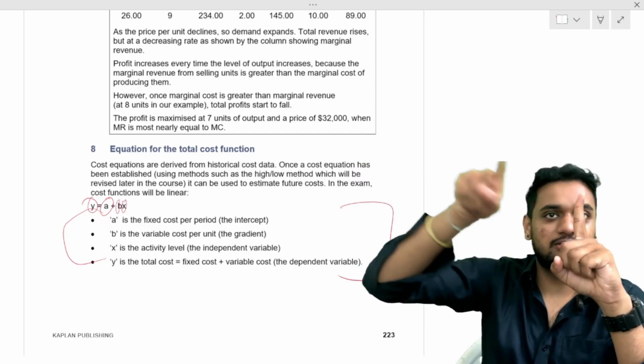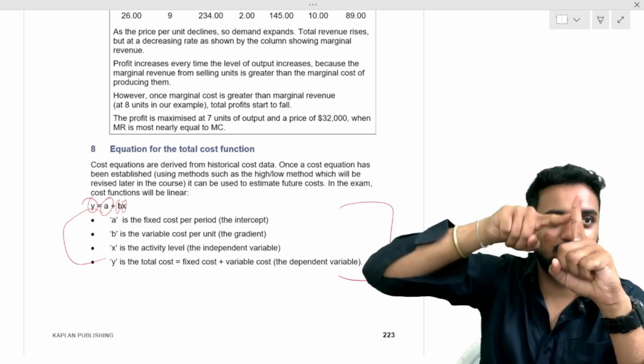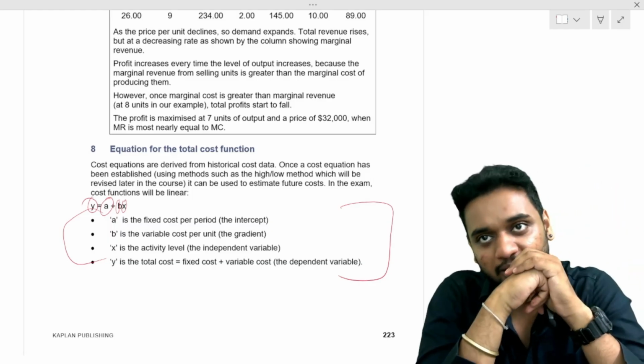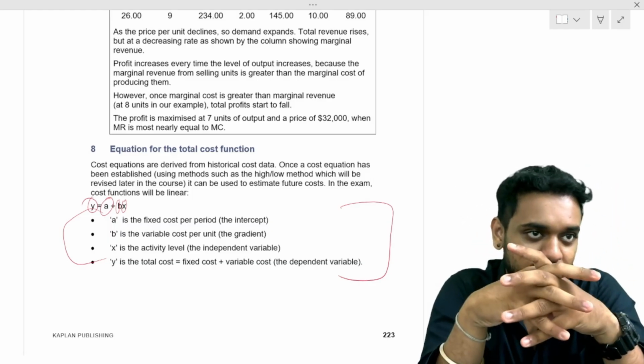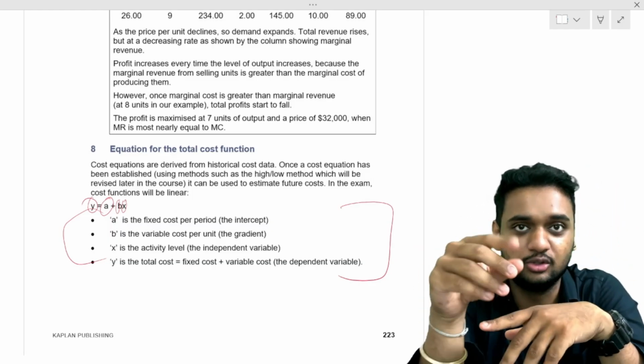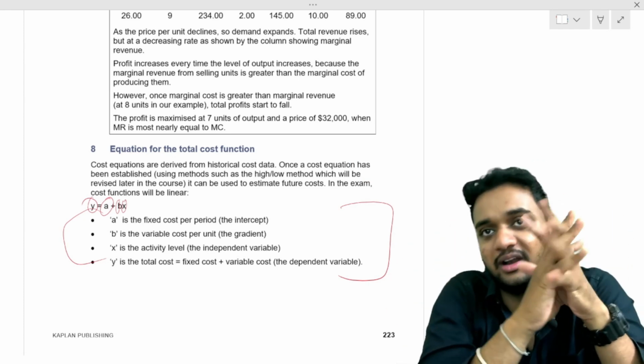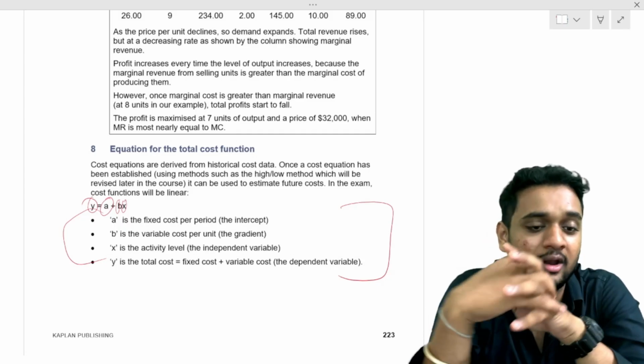The steepness it has to go through, variable cost only will determine. That is why it's called slope. What steepness the total cost line has to be, variable cost only will determine. That is why it's called slope or gradient.